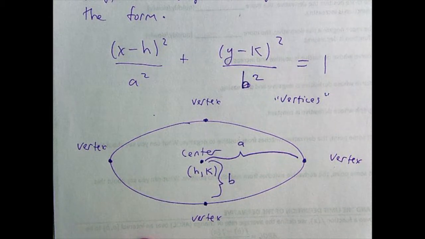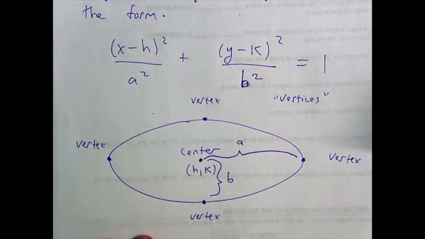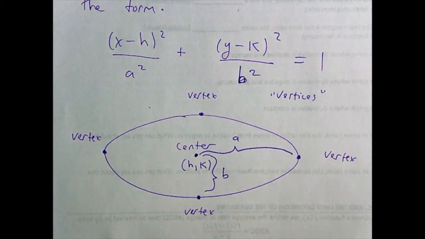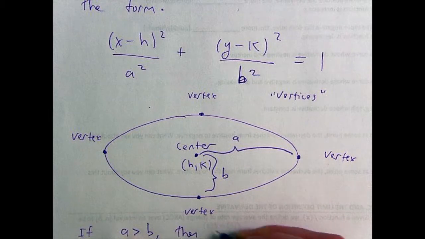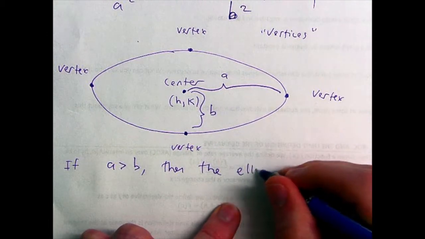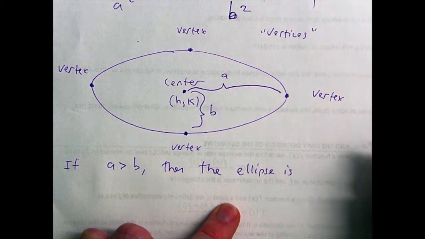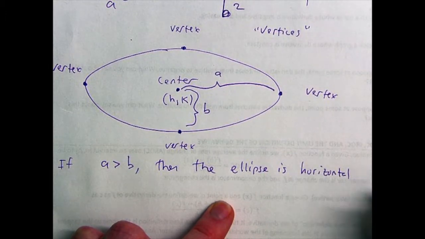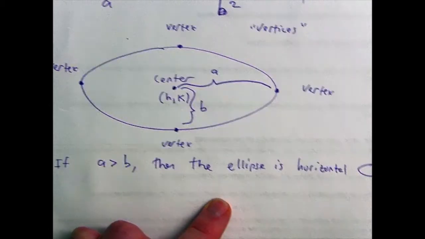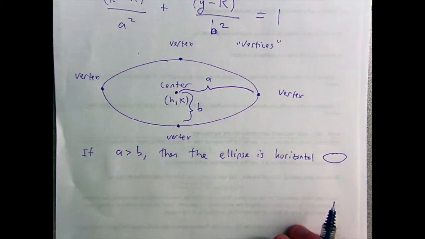Just a couple of extra things to say about this. One thing is the following: if a is bigger than b, then the ellipse is what I call a horizontal ellipse, or I suppose, if you like, a left-right ellipse. It looks like this. So it's horizontally oriented.